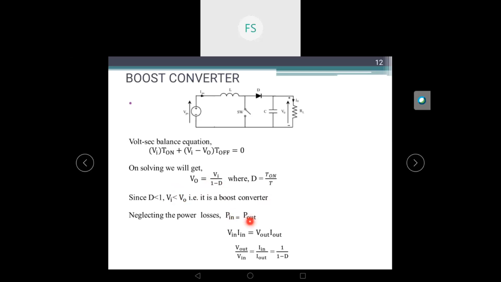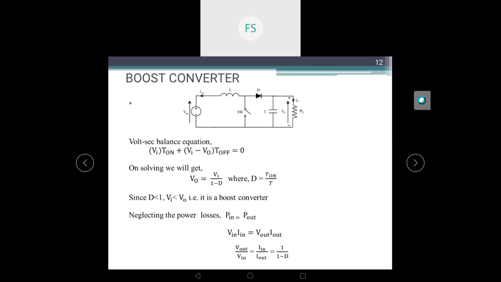So P in is equal to P out, that is V in into I in is equal to V out into I out, and by rearranging, you will arrive at V out by V in equal to I in by I out equal to 1 by 1 minus D. So in this case also, you can see that V out by V in is equal to I in by I out. It is somewhat similar to your transformer equation. So what you can conclude is that your boost converter acts like a DC to DC step up transformer.